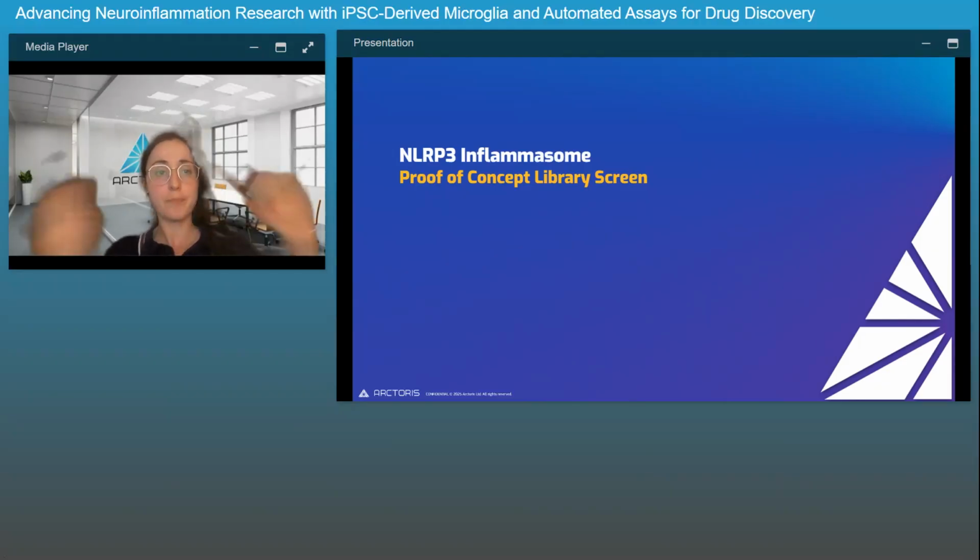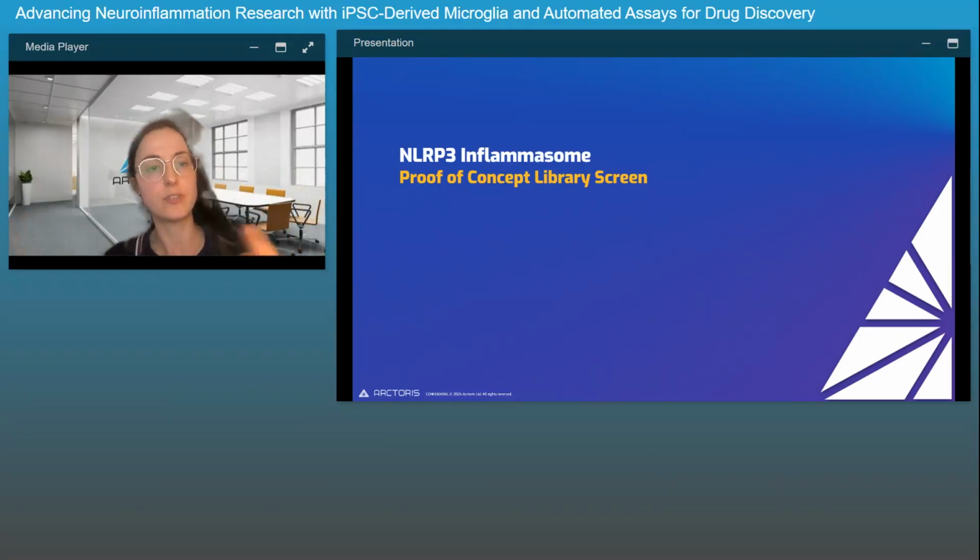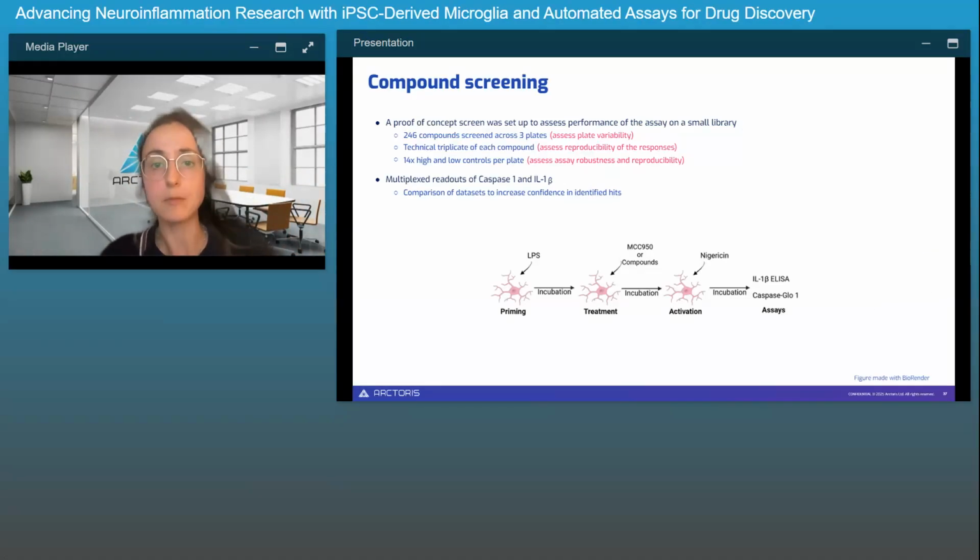So next, once this assay is set up, we did a screen of compounds. We did this just to test that the assay is good for compound screening, which can then be used in the future for different projects with a large scale of compounds. We started with a mid-scale one, with 246 compounds distributed across 3 plates, which were running in parallel, which enabled us to see how reproducible the results were from plate to plate.